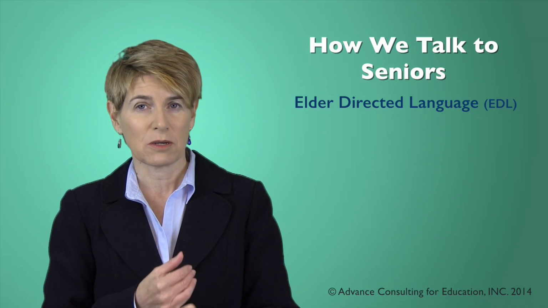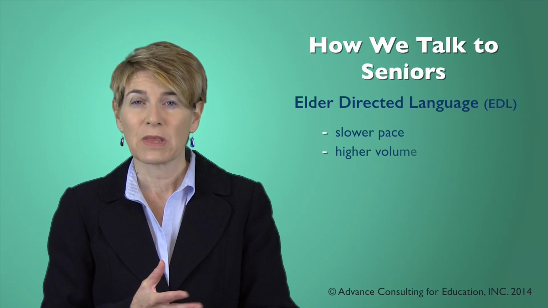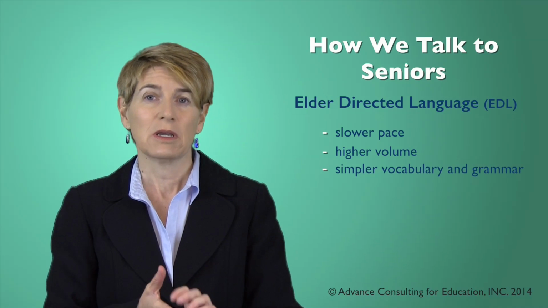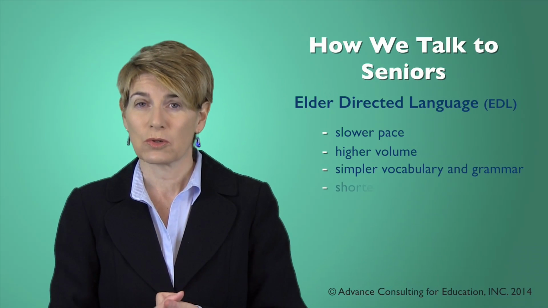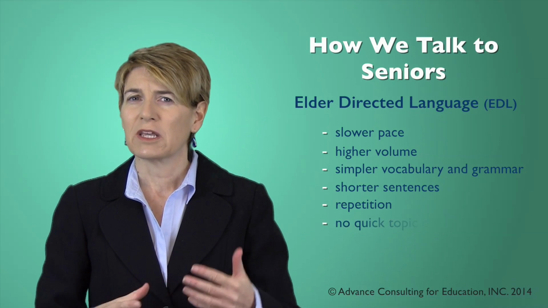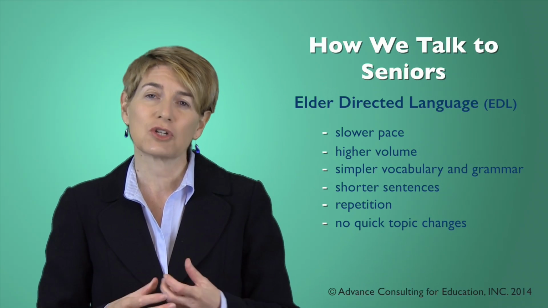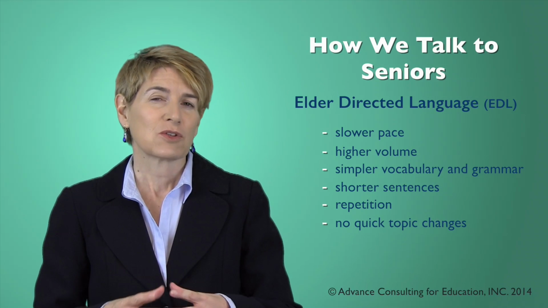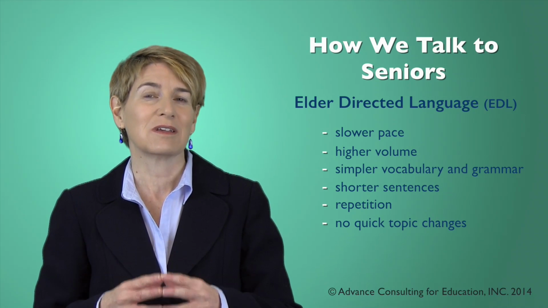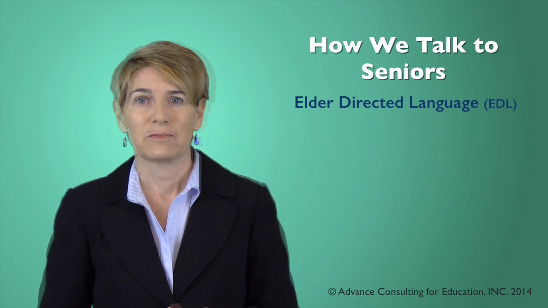We speak at a slower pace when we're talking to seniors. We speak at a higher volume. We use simpler vocabulary, simpler sentences, shorter sentences. We'll use a lot of repetition. We won't make any quick topic changes, or we'll do a lot to signal, okay, a topic change is coming up. So this should sound similar because it is. It's very, very similar to child-directed language.